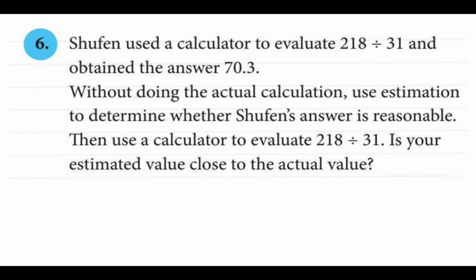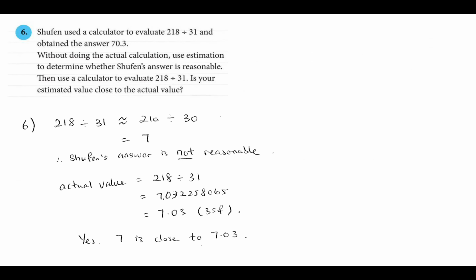Okay, question 6. Shufen used a calculator to evaluate 218 divided by 31 and obtain the answer 70.3. Without doing the actual calculation, use estimation to determine whether Shufen's answer is reasonable. Then use the calculator to check, right? So is it reasonable? Well, what happened is 218, when we estimate it, it could be about 210, and then 31 becomes 30.